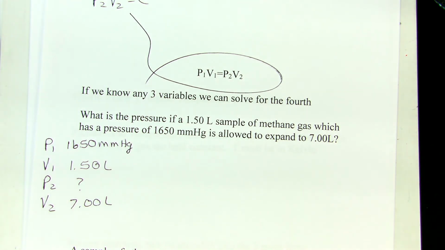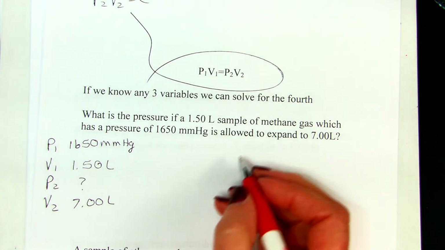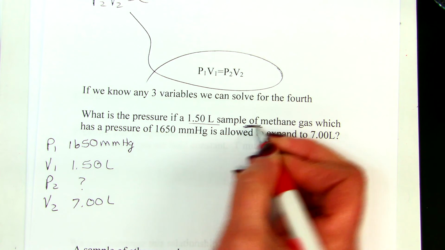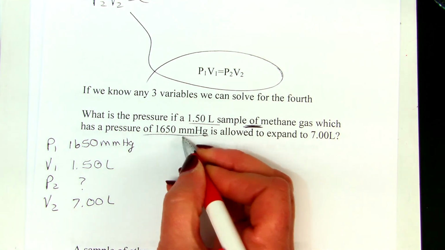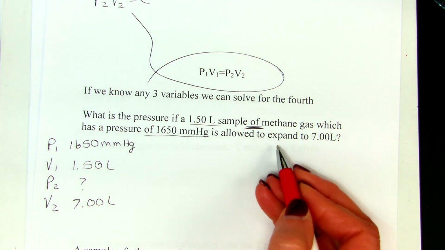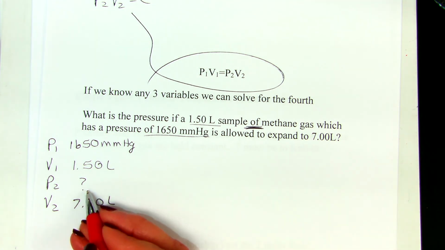Now, this is pretty straightforward math because you have 4 variables and you just need to rearrange and solve. The biggest problem I usually see with students as they're doing this for the first time is that sometimes they don't read carefully and they get the wrong pairs of numbers together, and that'll give you a crazy answer. And the key word in reading this is "of." 1.5 liters of methane gas has a pressure of the 1650, so those 2 numbers go together. And then it expands to 7 liters, so that has the unknown pressure.